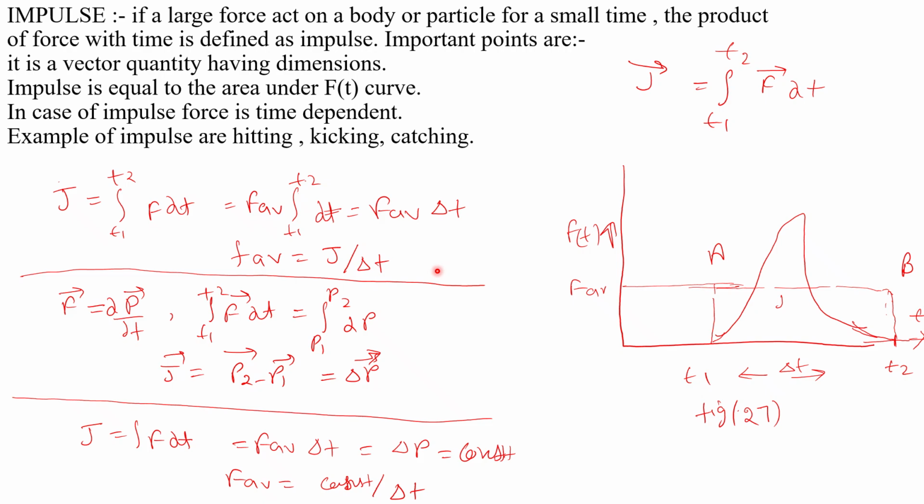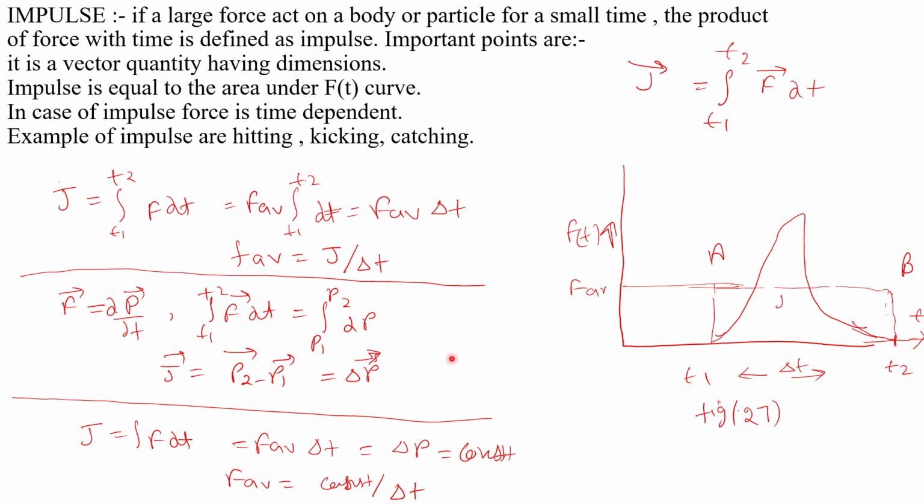Next, according to Newton's second law of motion, F vector equals dp vector upon dt. So J vector equals p2 minus p1, equals delta p. That is, the action of impulse is to change the momentum of a body or a particle. The impulse of a force is equal to the change in momentum. This statement is also known as the impulse-momentum theorem and is analogous to the work-energy theorem, with the difference that the former is related to a vector physical quantity while the latter is related to scalars.